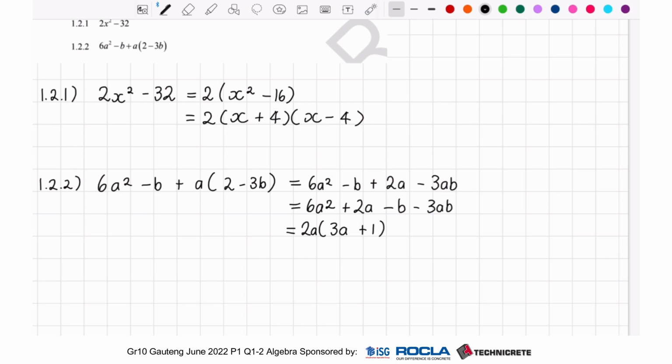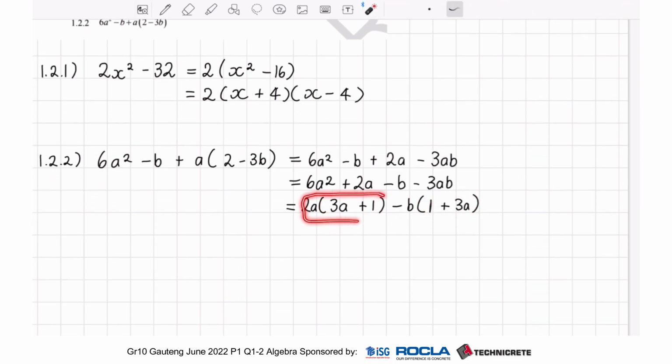And now for these last 2 terms, I'm going to take out a common negative b. For the first term, I'm left with 1, and for the second term, I now have a positive 3a. And I can see that this bracket and this bracket are exactly the same.